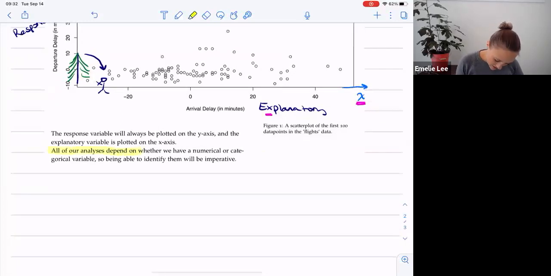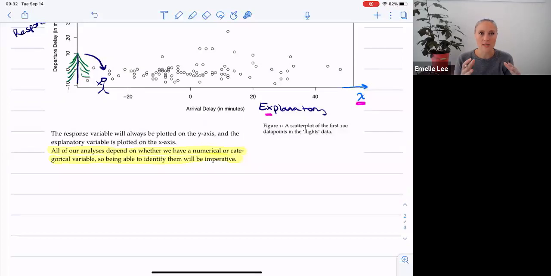I've said it once, I'll say it again, right? Everything that we do, we have to decide what analyses are going to be appropriate. And that's going to depend on if we have a numerical variable or a categorical variable. And then that's going to send us down the path, right?